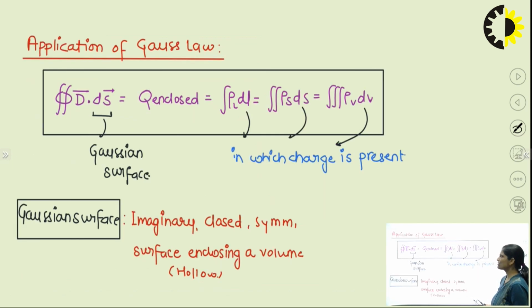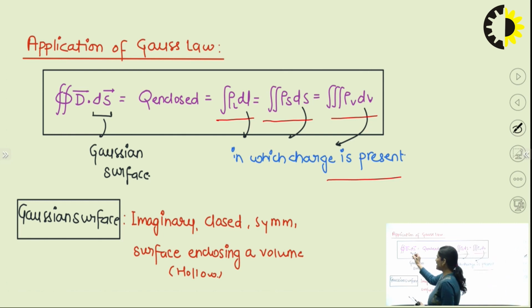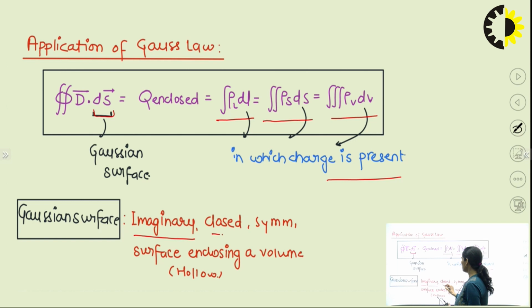Now here is the application of Gauss law. Closed integration D dot dS is equal to Q enclosed. If you are considering the case of line charge, then consider integration rho l dl. If you are considering the case of surface, then integration rho s dS, and if you are considering the case of volume charge, then integration rho v dv. So in which the charge is present? Inside, meaning the charges which are enclosed in this surface, and dS is represented as the Gaussian surface. The Gaussian surface may be an imaginary, closed, or symmetrical surface enclosing a volume. The volume should be hollow.